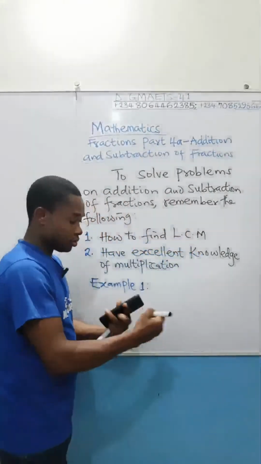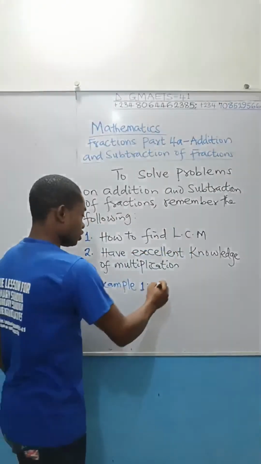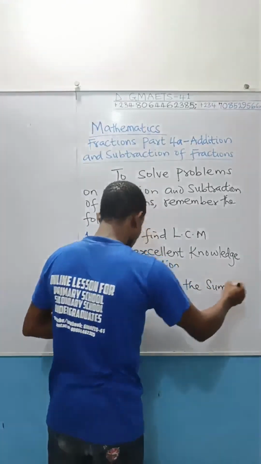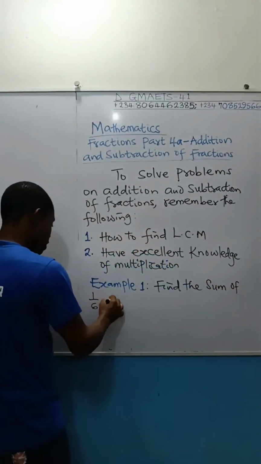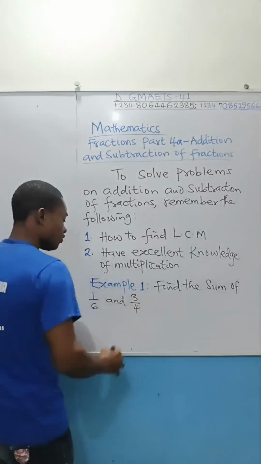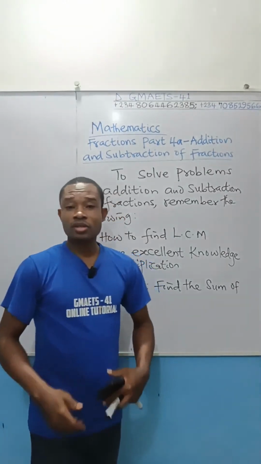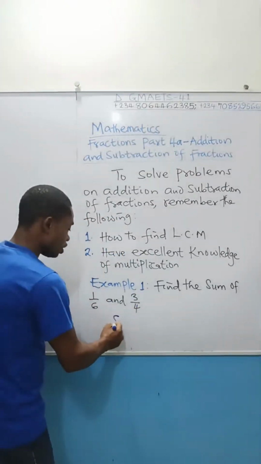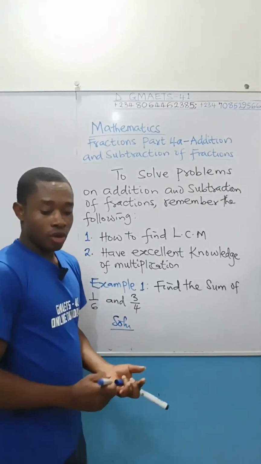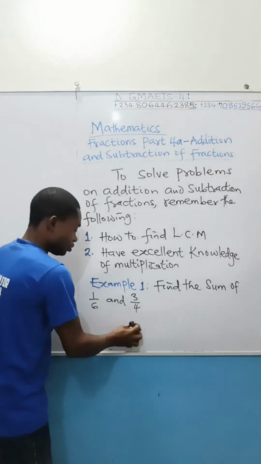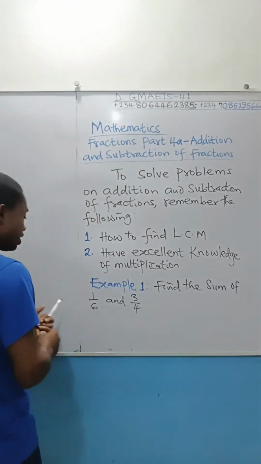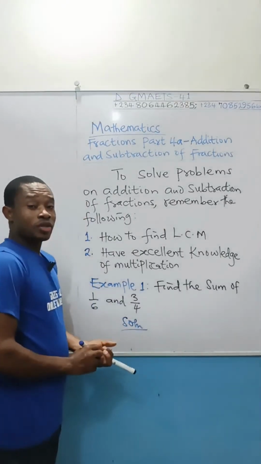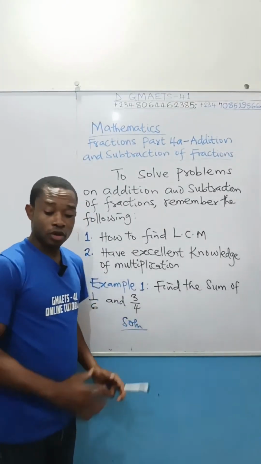All right. So let us see this question. Find the sum of 1/6 and 3/4. We have to find the sum. Solution. We know that sum means addition. Sum means what? Addition. All right. So we have to add 1/6 and 3/4.